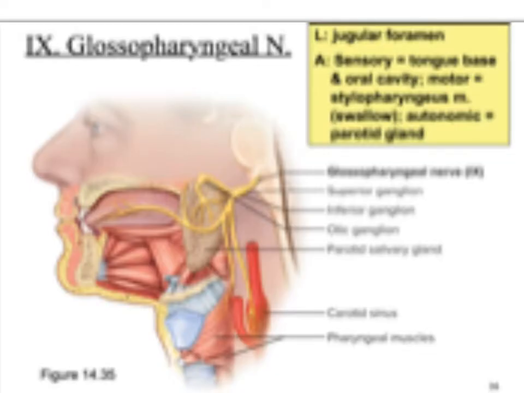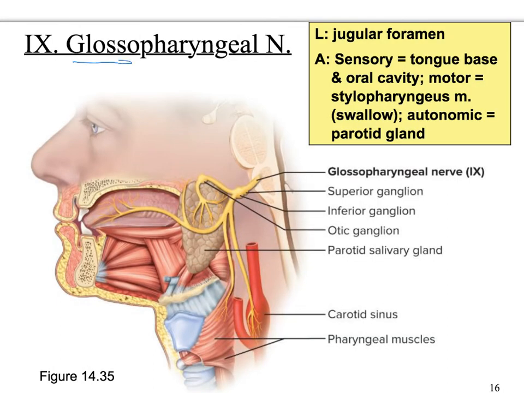All right, so now we're looking at glossopharyngeal. So glossal being tongue, pharyngeal being throat. So what you need to know is location. So it's going to go through the jugular foramen, and then it's going to split off, and you're going to have branches that go towards the parotid gland for salivation. It's going to go up into the oral cavity, and then down towards the muscles of the throat.